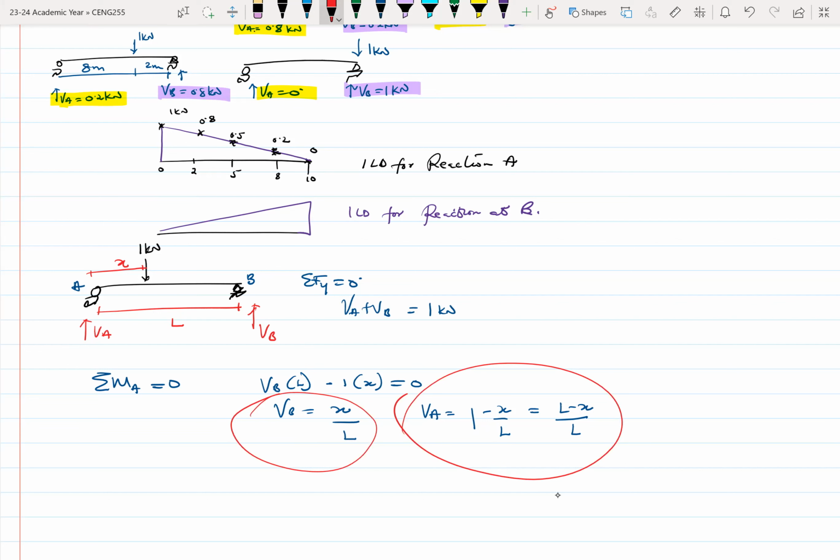For example, if you want to find the ILD for reactions at A for intervals of 2 meters, then your X becomes intervals of 2 meters: 0, 2, 4, 8, 10, up to whatever span length that you have. This equation is valid for this particular beam configuration. If you have a different beam configuration, the equations might change slightly.